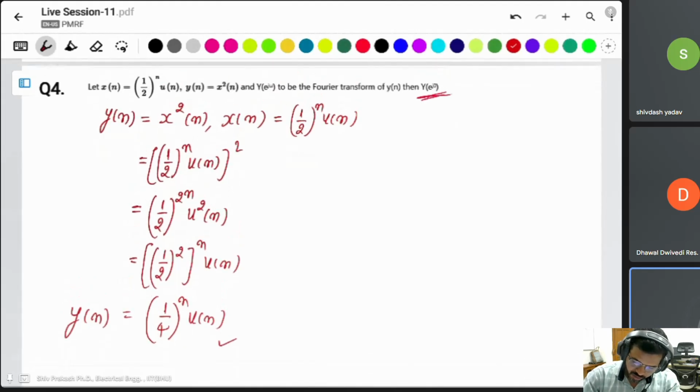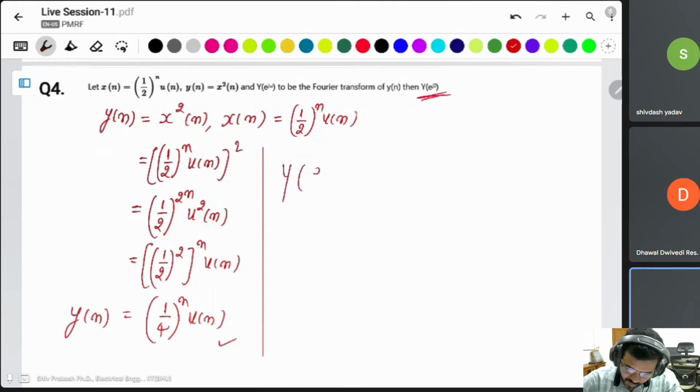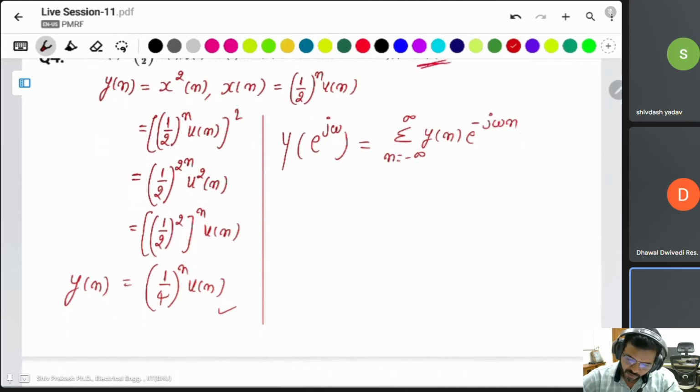You can try to solve this one. How can you find the Fourier transform of y[n]? Y of e to the power of j omega, in place of the variable given as omega, I put the same omega here also. You know about this one. This will be the summation from n equal to minus infinity to infinity of y[n] e to the power of minus j omega n. Put the value of y[n] here and find the value of the discrete Fourier transform. Just try that, then I will solve this one.